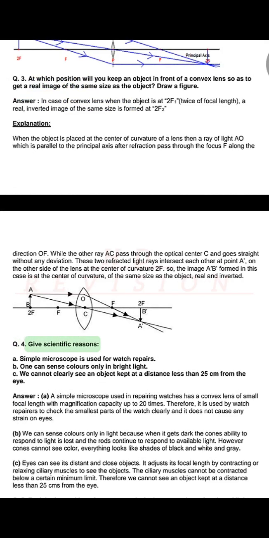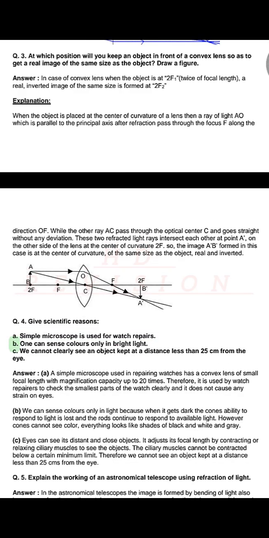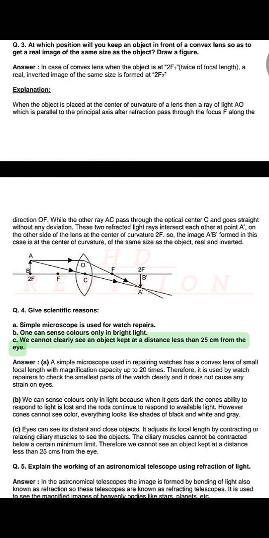Q. 4. Give scientific reasons. A. Simple microscope is used for watch repairs. B. One can sense colors only in bright light. C. We cannot clearly see an object kept at a distance less than 25 centimeters from the eye.